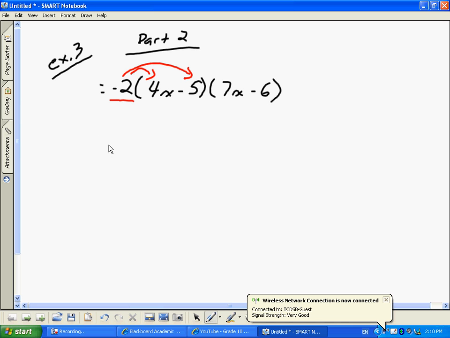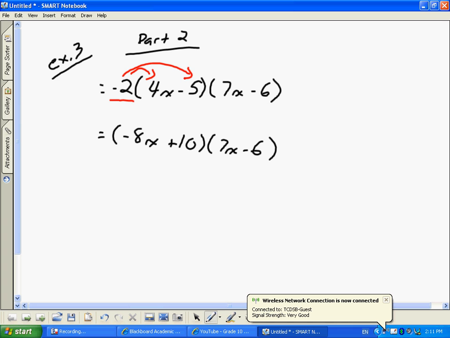Okay? What's going to happen there is I'm going to have -8x, I'm going to have +10. Okay? Once I've done that, I can use FOIL. Okay? Now, FOIL, some of you got a little confused. I'm going to show you another way to describe FOIL.